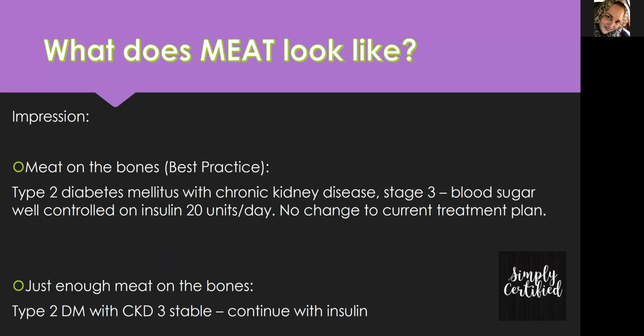Okay, so best practice with diabetes anyway, not hypertension. Type 2 diabetes mellitus with chronic kidney disease, stage 3. Blood sugar well controlled on insulin, 20 units a day. No change to the current treatment plan. Okay, the next one is just enough meat on the bones. It's really, really skimpy. I wouldn't recommend it, but it's enough to get by. Provider documents type 2 diabetes with CKD 3, stable, continue with insulin.